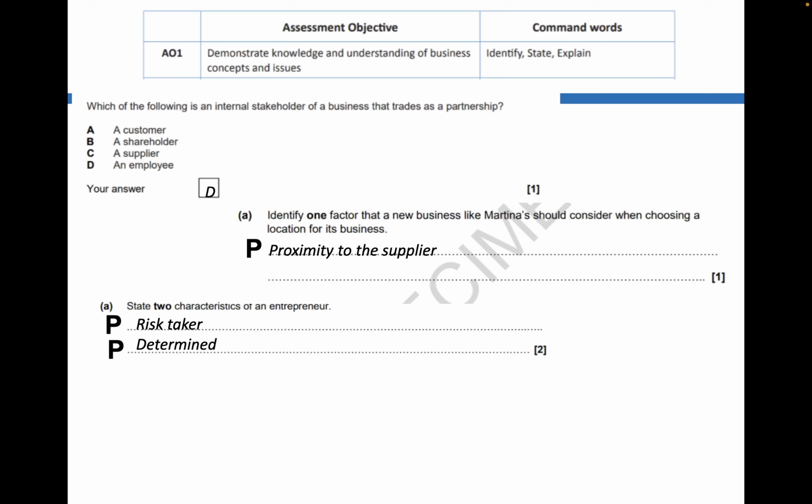The multiple choice is obviously just putting a letter in, and don't forget to put a letter in. Have a guess, even if you can't remember. You've got a 25% chance, so give it a go.